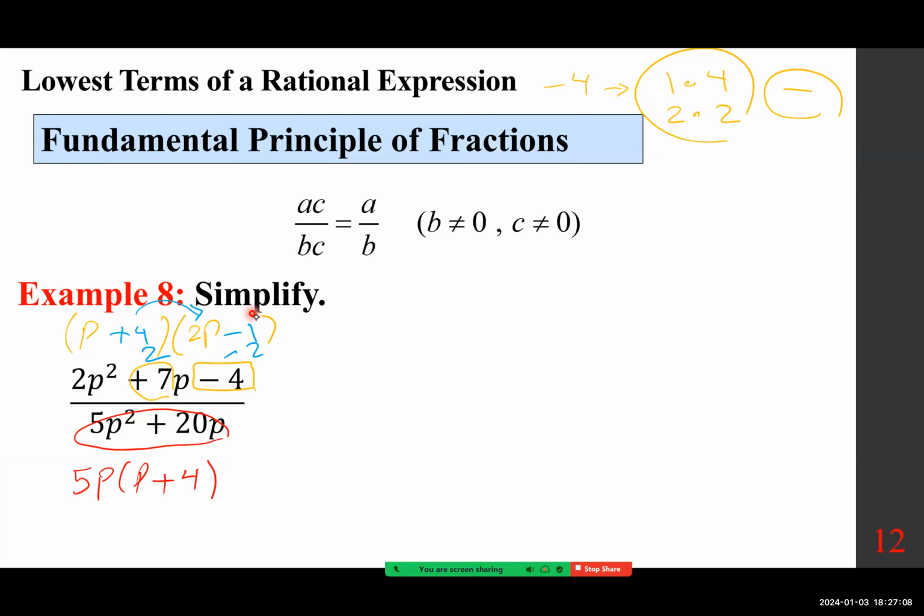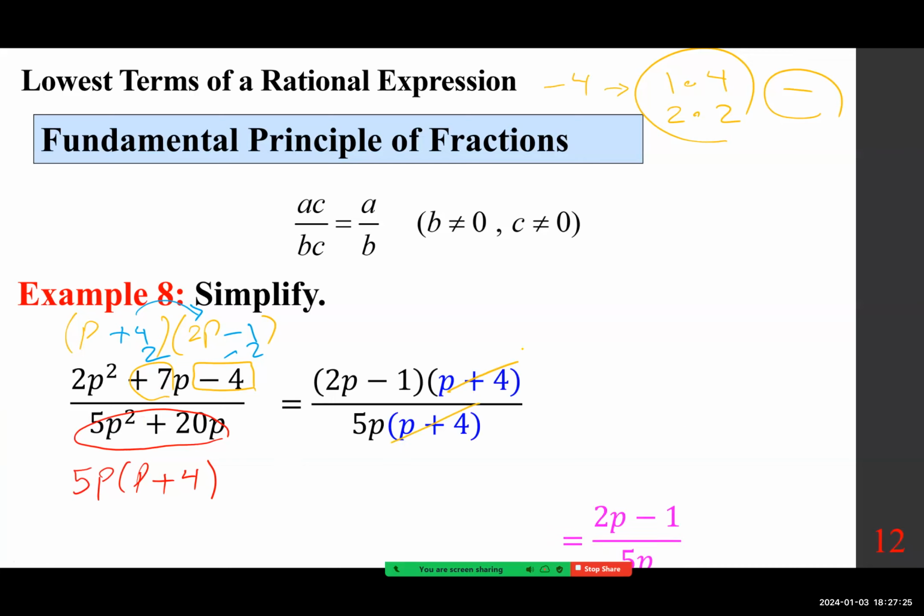So what do I mean by it doesn't work? Look at the middle term. This is 8p minus p, 7p. So that's how it works. And I'm going to show you a second method in a moment. We can drop the common factor of p plus 4. And here's the final answer.